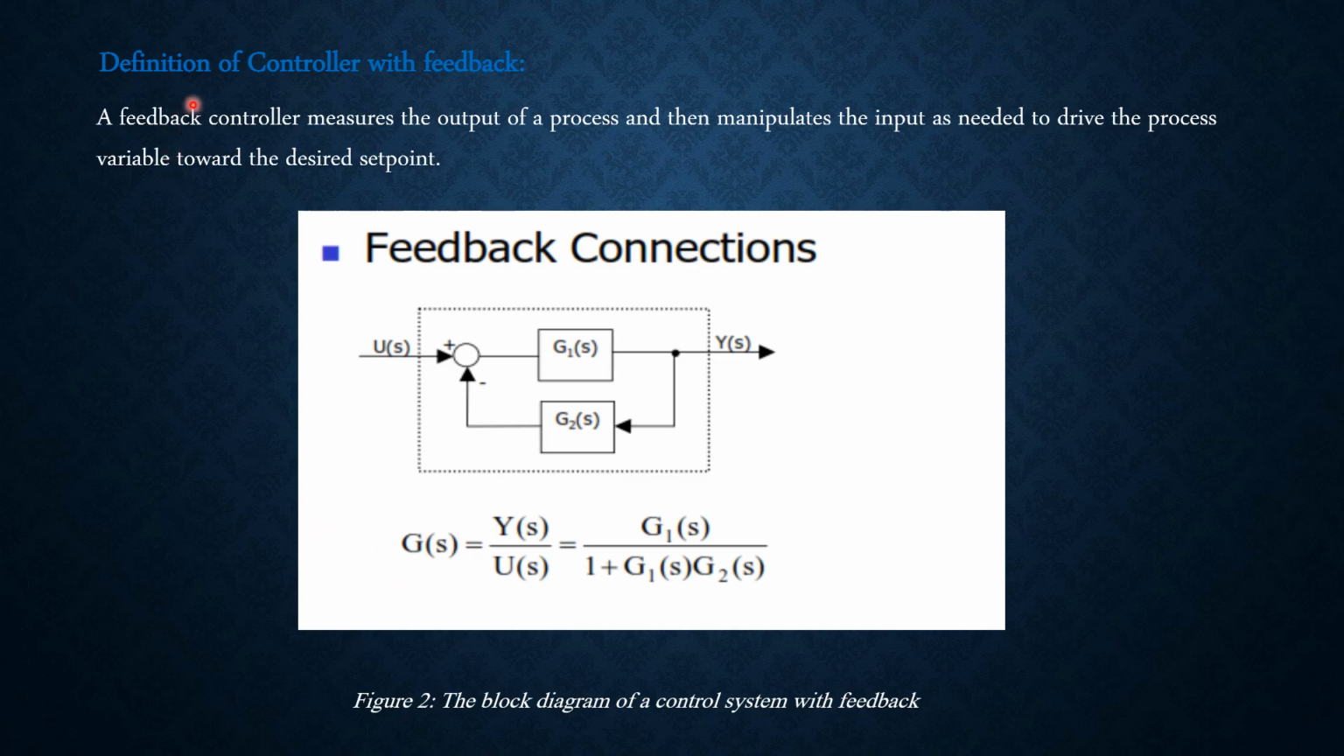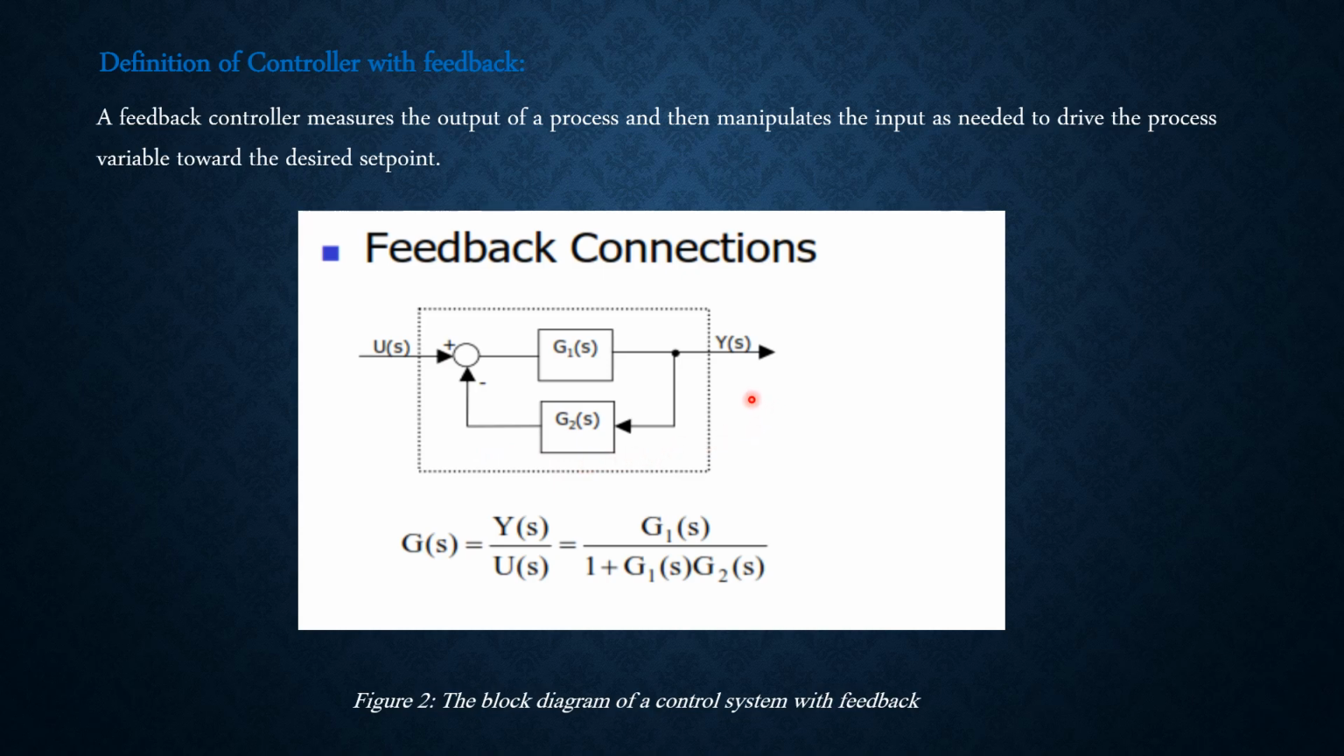Here we have the definition of a controller with feedback. A feedback controller measures the output of a process and then manipulates the input as needed to drive the process variables toward the desired set points.